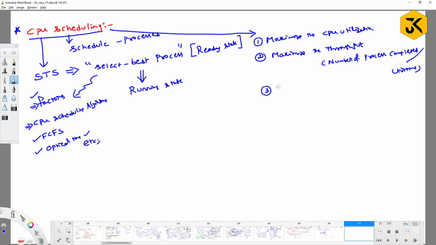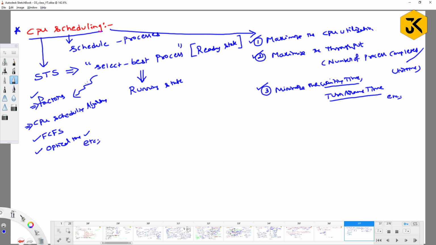And the third one is we have to minimize the waiting time and we have to minimize the turnaround time. These are the two factors that we have to make minimum, right? Right now you don't know the meanings of waiting time and turnaround time; in further videos you will understand them clearly. So the main goal of CPU scheduling is to keep the CPU as busy as possible, the number of processes completed per unit of time should be more, and you have to minimize the waiting time of the processes, right?